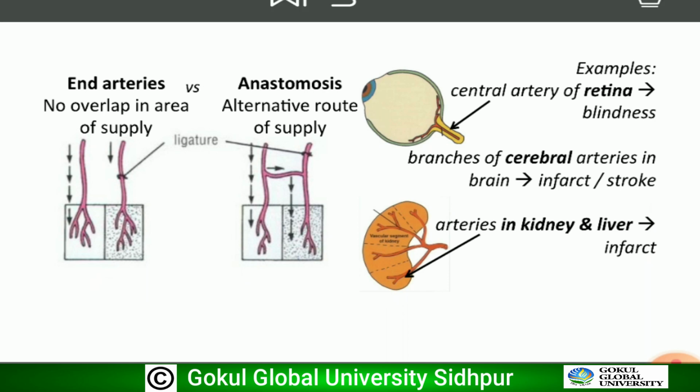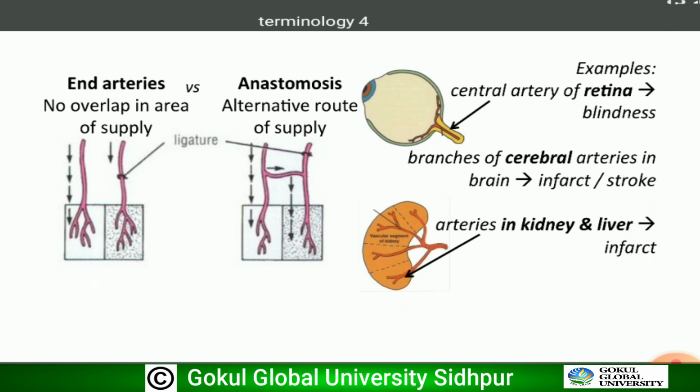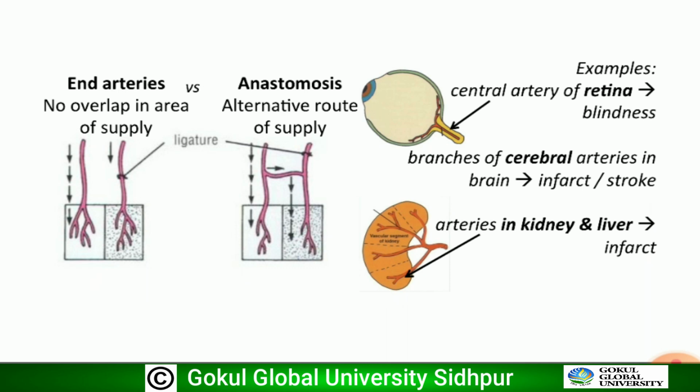Example, blockage of central artery of retina causes blindness. Branches of cerebral arteries in brain cause infarction, stroke of brain. Arteries in kidney and liver cause infarction. Okay.